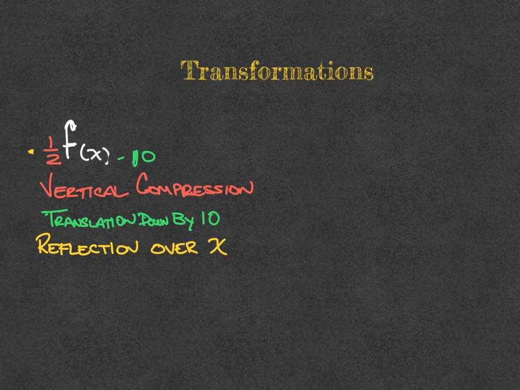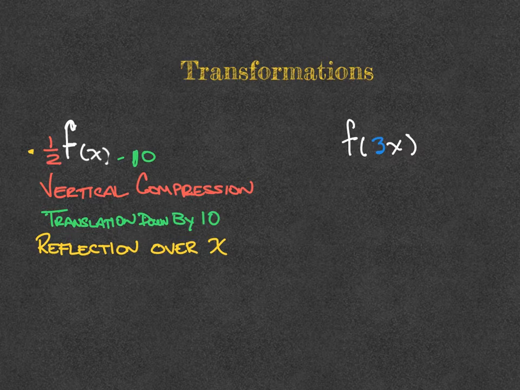So let's do a different example. Let's say that this time I have my f of x, but then inside of my parentheses, I have a number 3 multiplying the x. Okay? First of all, what is that going to be? So we have a number inside of the parentheses. This tells me that I'm going to have a horizontal change. But the number is bigger than 1, which tells me that it's going to be a horizontal compression.